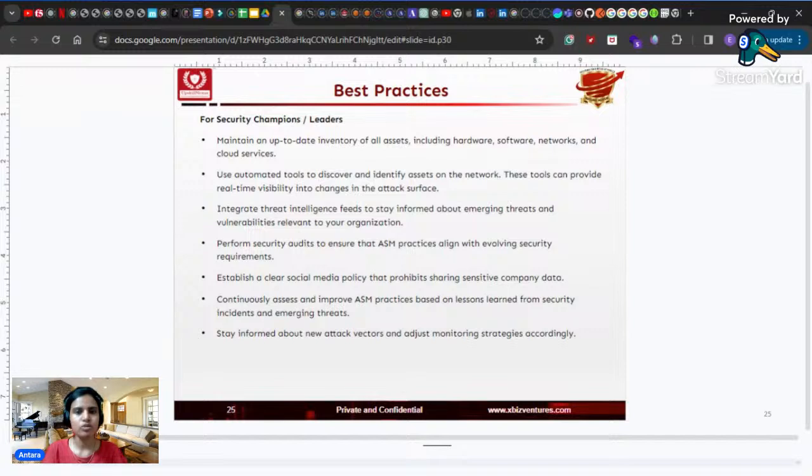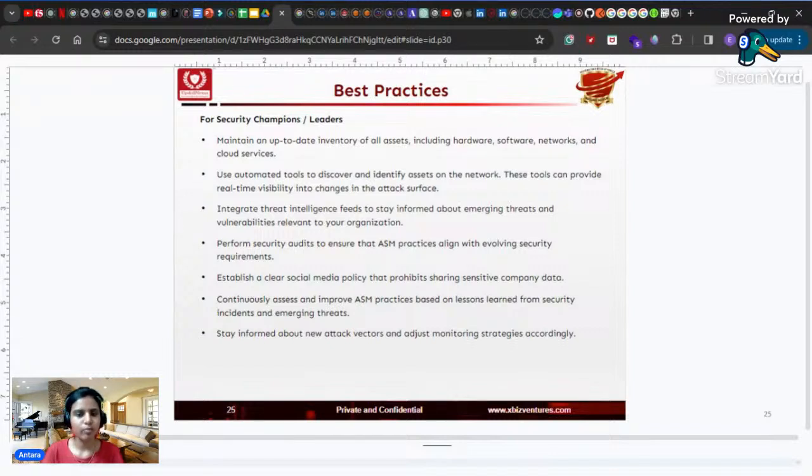Use automated tools to identify the weaknesses, the entry points and the exploit points, and then fix them before an attacker has exploited them. Have real-time visibility of your attack surface posture, right? External posture. Integrate threat intelligence feeds to stay informed about emerging threats and any relevant vulnerabilities to your organization. Conduct security assessments and security audits, and ensure that the ASM best practices are in line with your existing security controls to meet evolving security requirements.